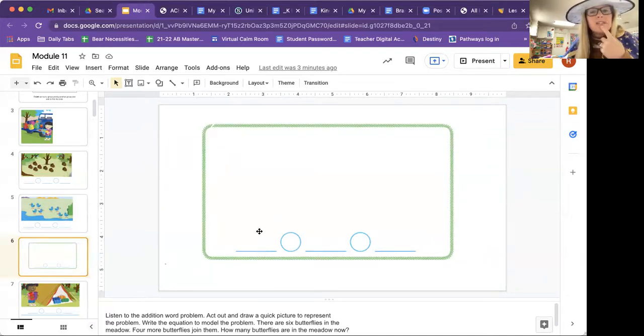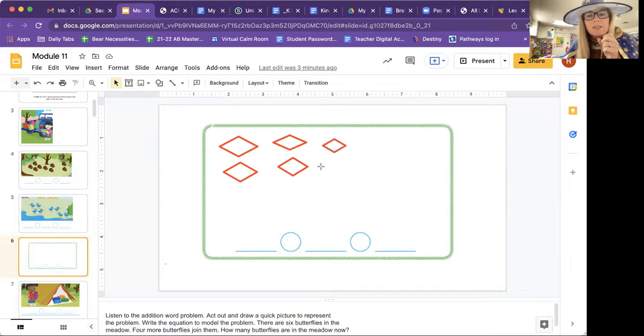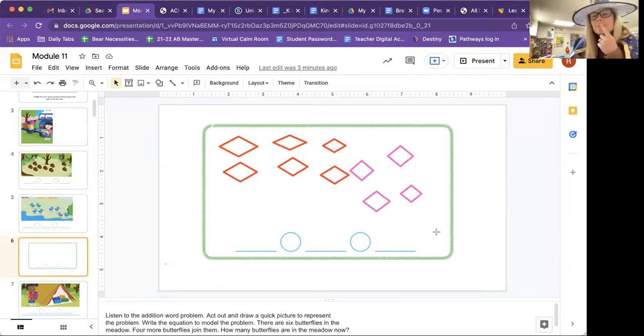Now, the first number I said was 6. So I'm going to use a shape to represent my butterflies. There were 6 butterflies. 1, 2, you know what shape that is? That's a diamond. 4, 5, 6 butterflies in the meadow. And 4 more came to join them. How many are there now?